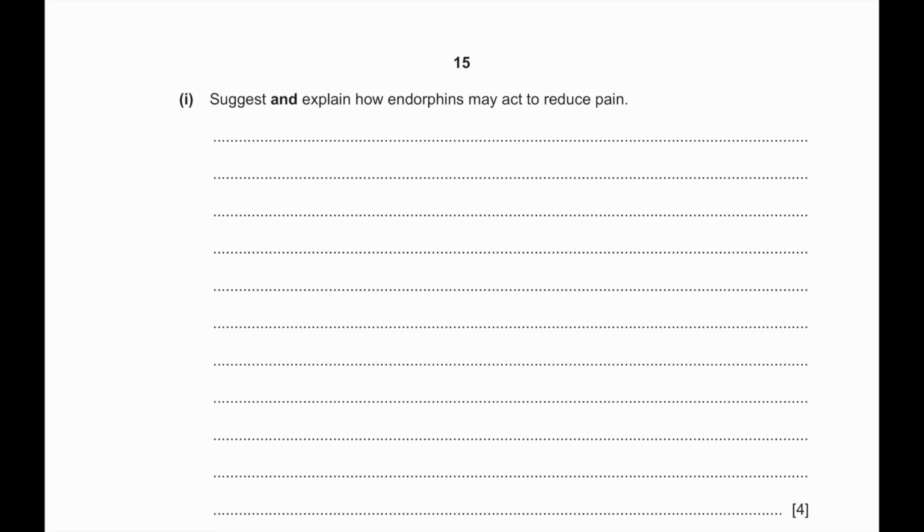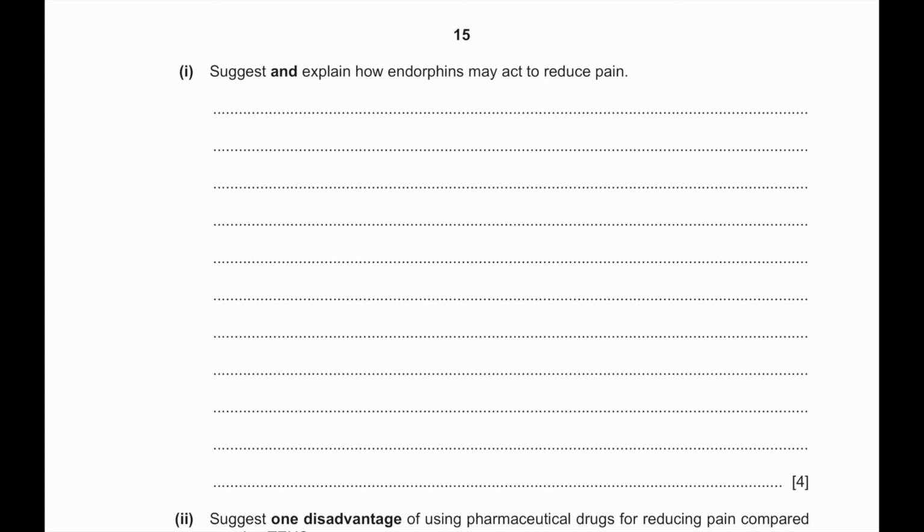Suggest and explain how endorphins may act to reduce pain. So the answer will be like this. Endorphins bind to endorphin receptors and stop calcium ions from entering the presynaptic knob. As a result, fewer vesicles containing acetylcholine move towards and fuse with the presynaptic membrane. As a result, less acetylcholine is released, so less acetylcholine binds to postsynaptic receptors. As a result, there is no depolarization of the postsynaptic neuron and fewer action potentials go to the pain centers.